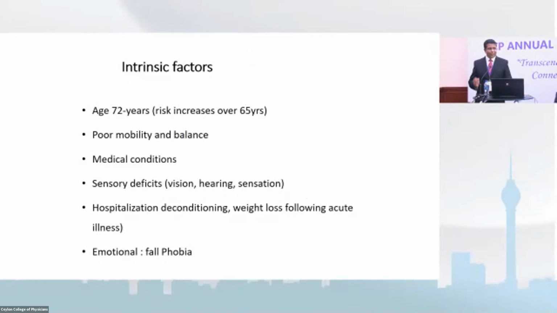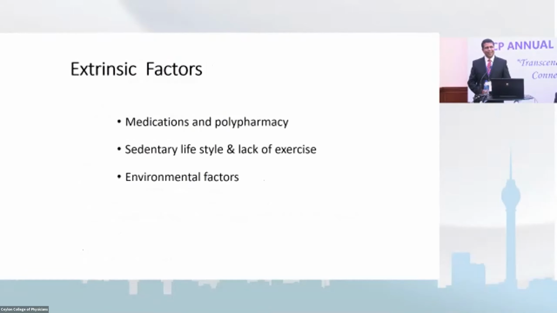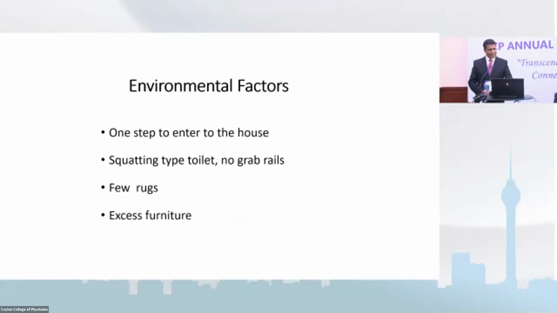So when we are going to modify the multiple risk factors, we are going to assess them. These are the intrinsic risk factors, and the extrinsic risk factors are medications, polypharmacy, a sedentary lifestyle and lack of exercise, and environmental factors. There are steps at the door, there are steps to enter the house, and she has a squatting type toilet, no grab rails, and a few rugs as well as excess furniture.